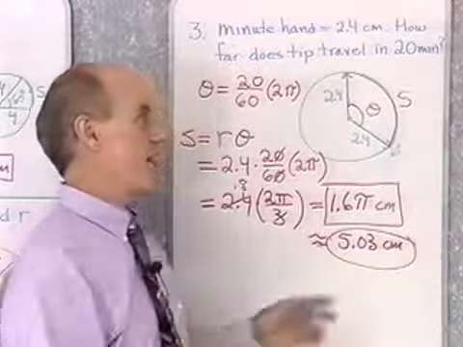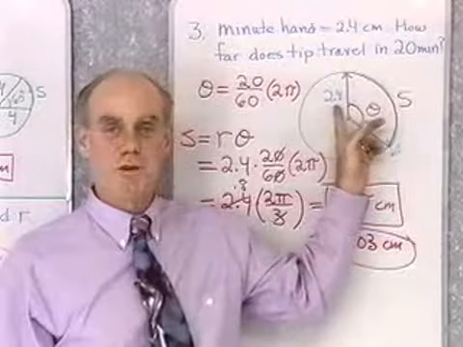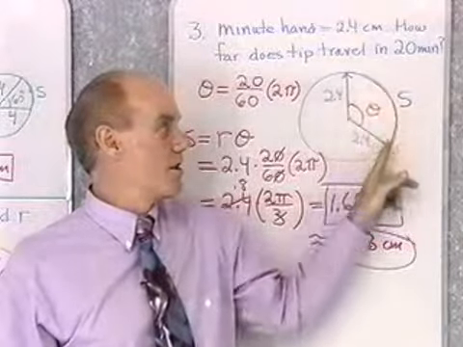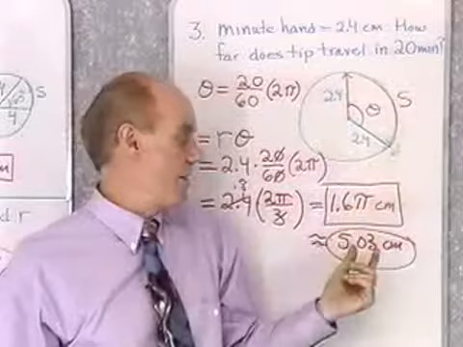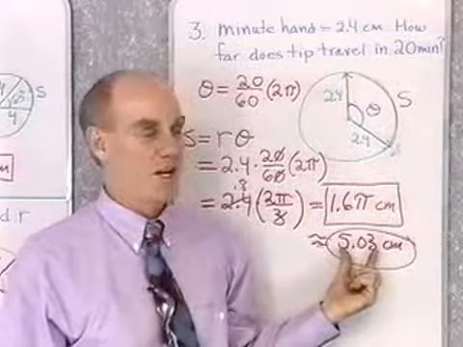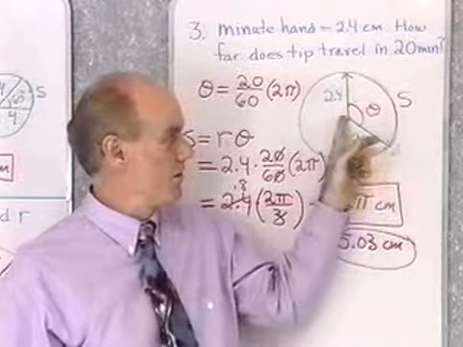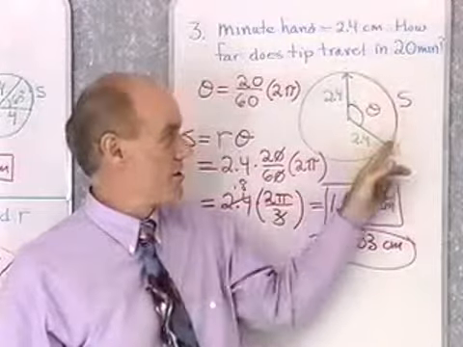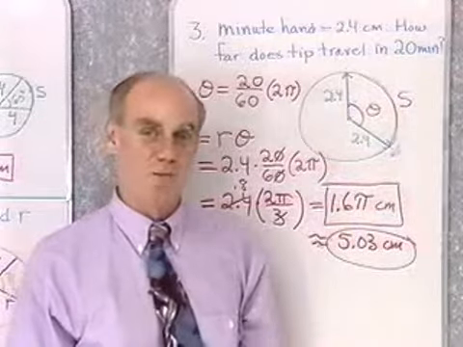So if you have a clock and the minute hand of the clock is 2.4 centimeters long, then in 20 minutes, the tip of that minute hand must travel about 5.03 centimeters. And it looks about like that's what it should be. If that's 2.4, that looks like it's going to be a little more than twice that long in 20 minutes.